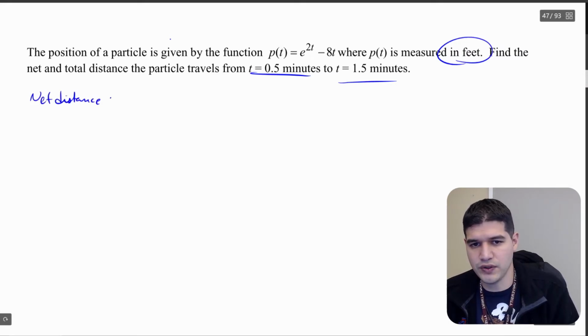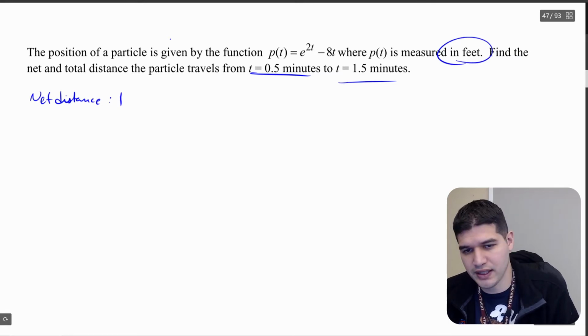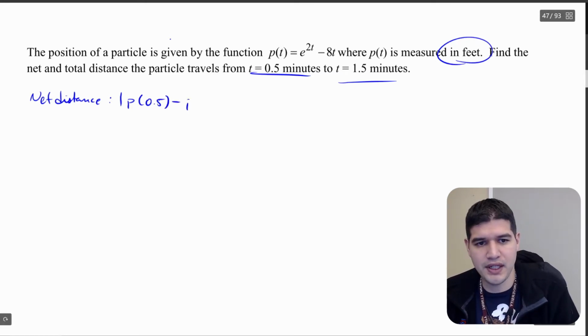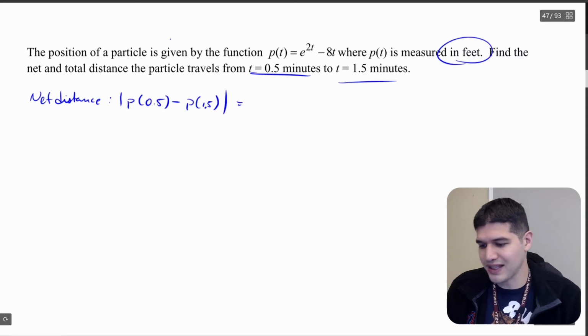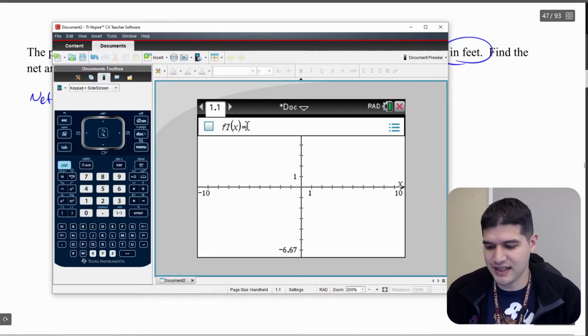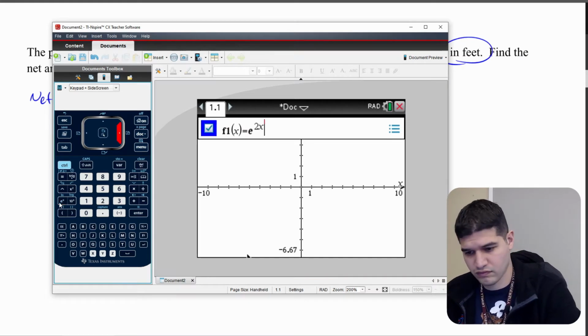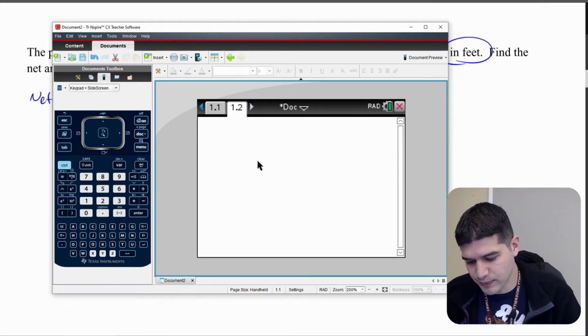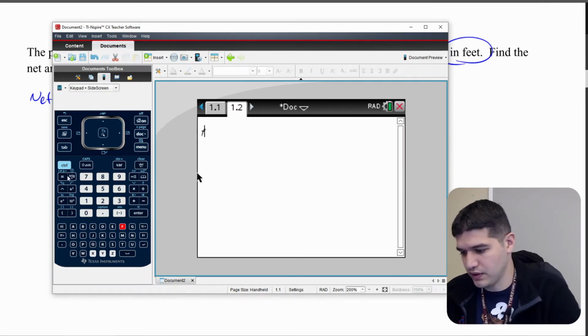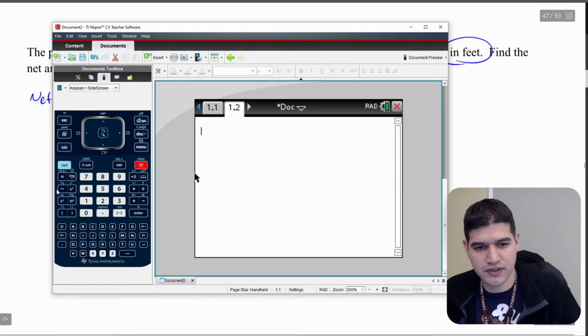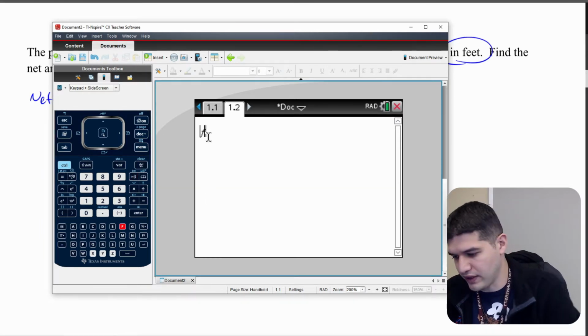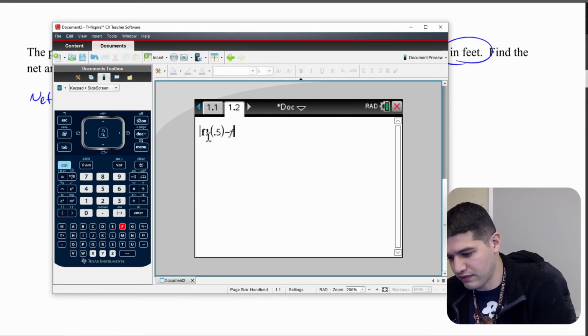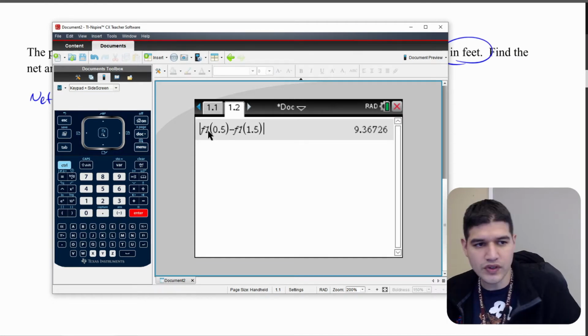In our previous video, we know that's going to be the absolute value of p of 0.5, from the start to the end, essentially, minus p of 1.5. I'm going to put that into my calculator, doing it the exact same way where I add a graph. Now that I have my graph up, I'm going to add a calculator value, F1. We want the absolute value first, so absolute value of F1 of 0.5 minus F1 of 1.5. We calculate that.